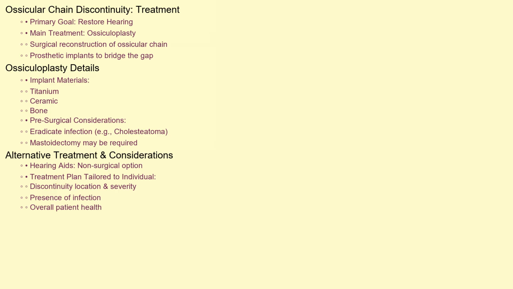In cases where the discontinuity is caused by chronic infection or cholesteatoma, the infection must be eradicated first, often involving a mastoidectomy. Hearing aids are an alternative for patients who are not suitable candidates for surgery or who prefer a non-surgical option. The specific treatment plan is tailored to the individual patient based on the location and severity of the discontinuity, the presence of infection, and their overall health.